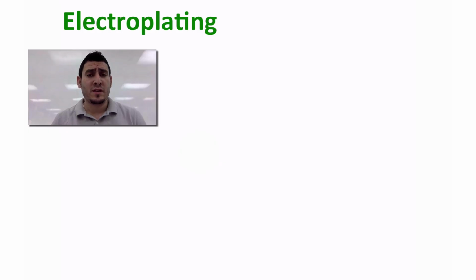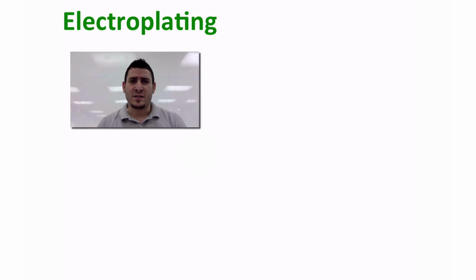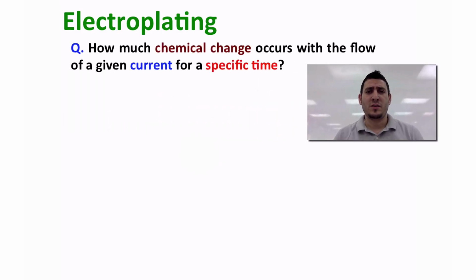Now we will consider the stoichiometry of electrolytic processes. The question is, how much chemical change occurs with the flow of a given current for a specific time? Now suppose we want to measure the mass of copper that was deposited on that ring. We know that at the cathode, the copper is getting reduced, and therefore we have the reduction half equation.